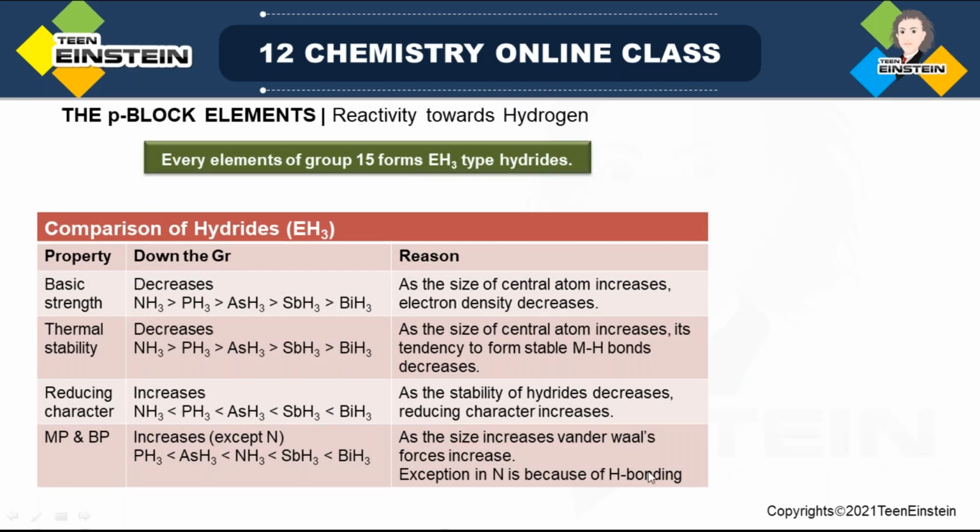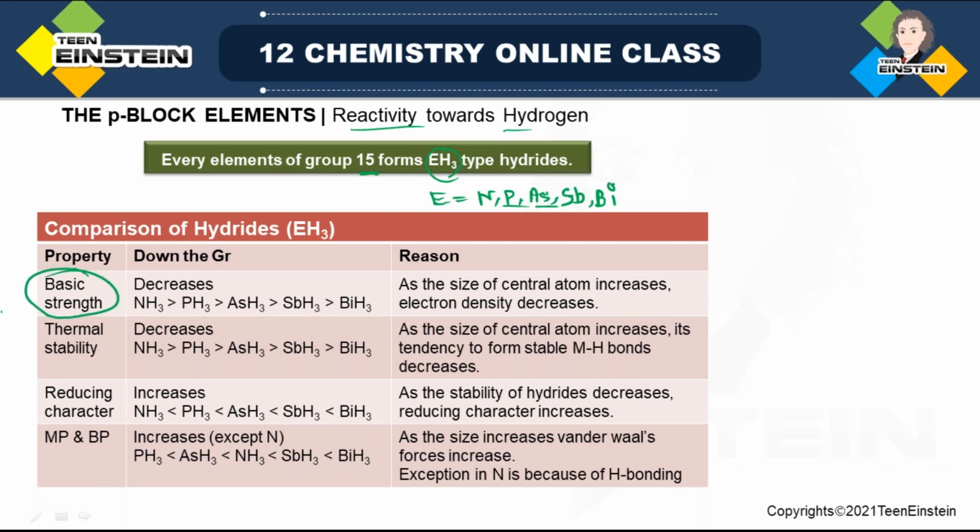Now we will see how it reacts with hydrogen. That means reactivity towards hydrogen. Every element of this group, that is group 15, forms EH3 type of hydride. EH3 means 3 hydrogen atoms attached to E, and here E is basically nitrogen, phosphorus, arsenic, antimony, bismuth. Okay. Now we will compare their hydrides, that is NH3, PH3, AsH3, etc.